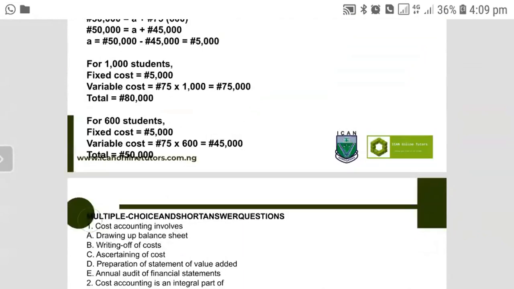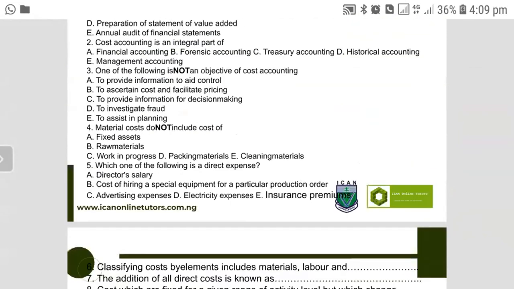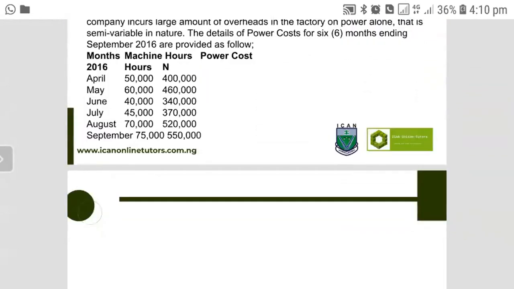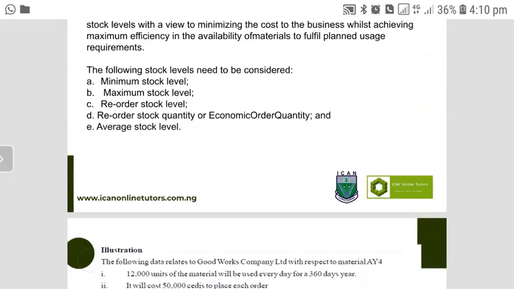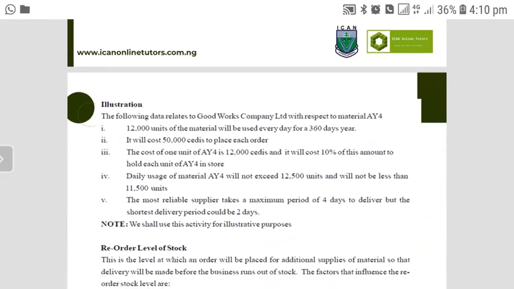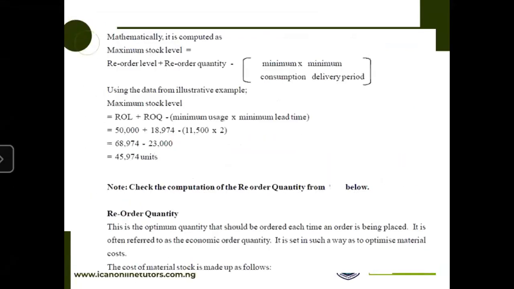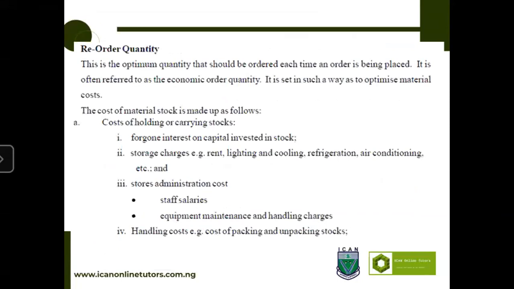By now, we should be able to answer any question that might come from the other level. Anything that has to do with material cost, calculating EOQ, calculating the minimum stock level, calculating the maximum stock level, as well as calculating the reorder level. Okay. Having said that, everything is explained. Please let us take our time to go through this.